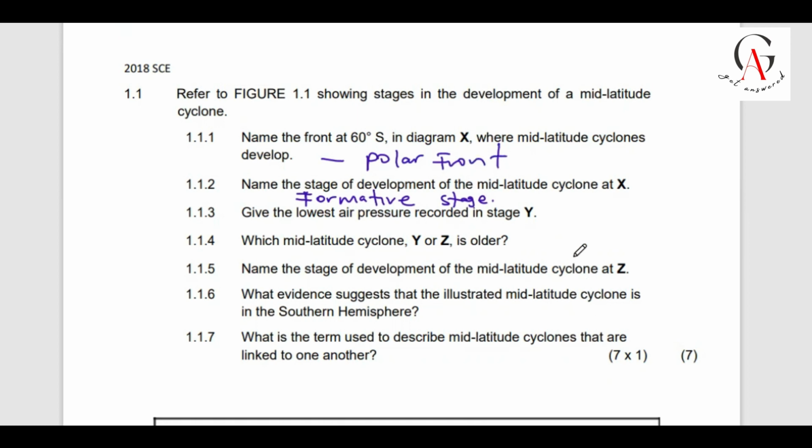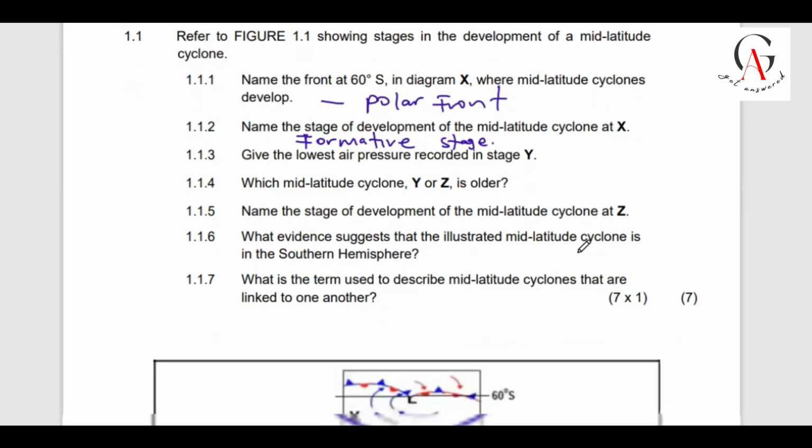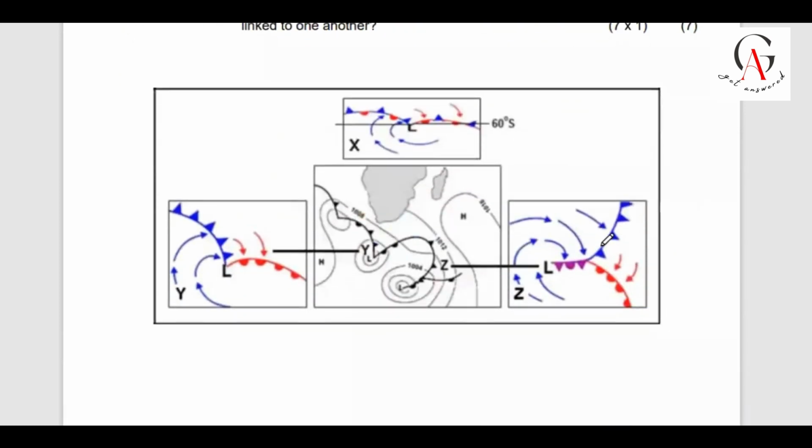Number 3, give the lowest air pressure recorded in stage Y. This is stage Y here. According to the diagram, stage Y is shown by this diagram at this particular point. So we need to be very careful with the labels. So this is stage Y here, right? We have to find out the lowest air pressure recorded at stage Y.